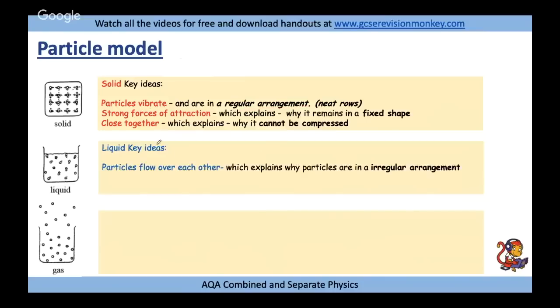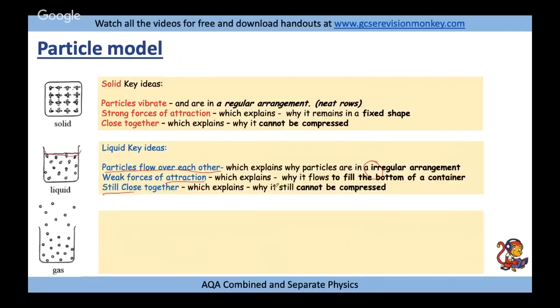So in my liquid, the particles are able to flow over each other, which explains why they're in an irregular arrangement. So a little bit more random. They've got weak forces of attraction. Now this explains why they flow to fill the bottom of a container, because they're slightly weaker than solids. And they're still close together, which explains why I still cannot compress a liquid. Okay, you can't squish a liquid.